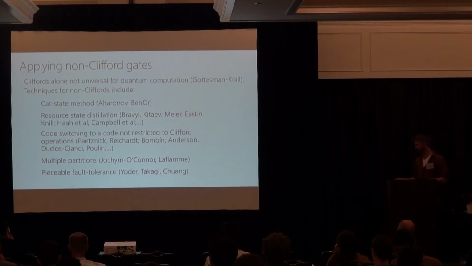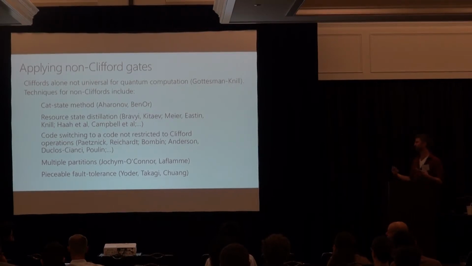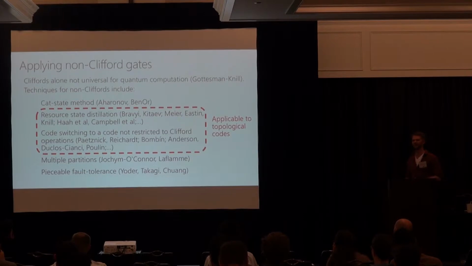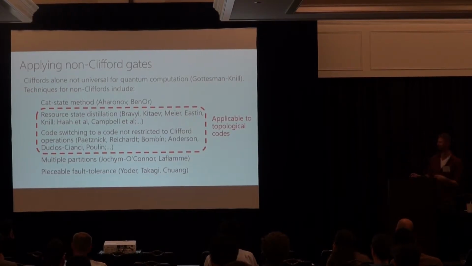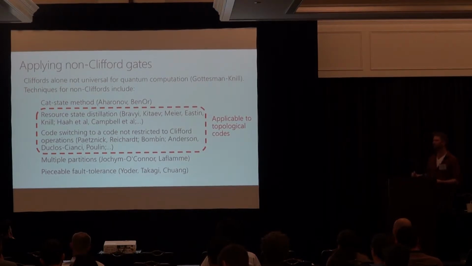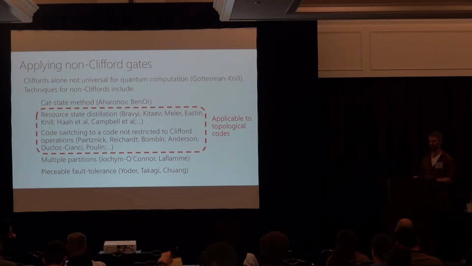And pieceable fault tolerance, which came up in Ted's talk, is also another way that you can get around these. But as far as we know at the minute, although Ted hinted that there might be some progression in this direction, the only known ways to use any of these techniques for topological codes are distillation and code switching. So that's why I'm focusing on those two things in this talk. And moreover, the only known topological codes in which both of these things can be done are the color codes. So that's why we're focusing on color codes.